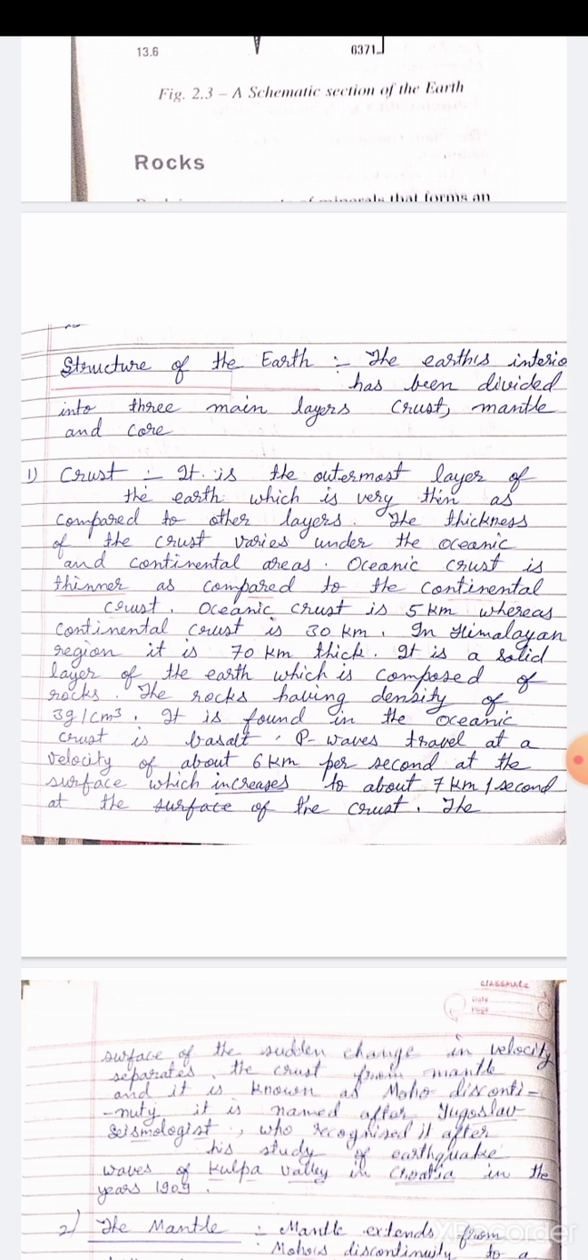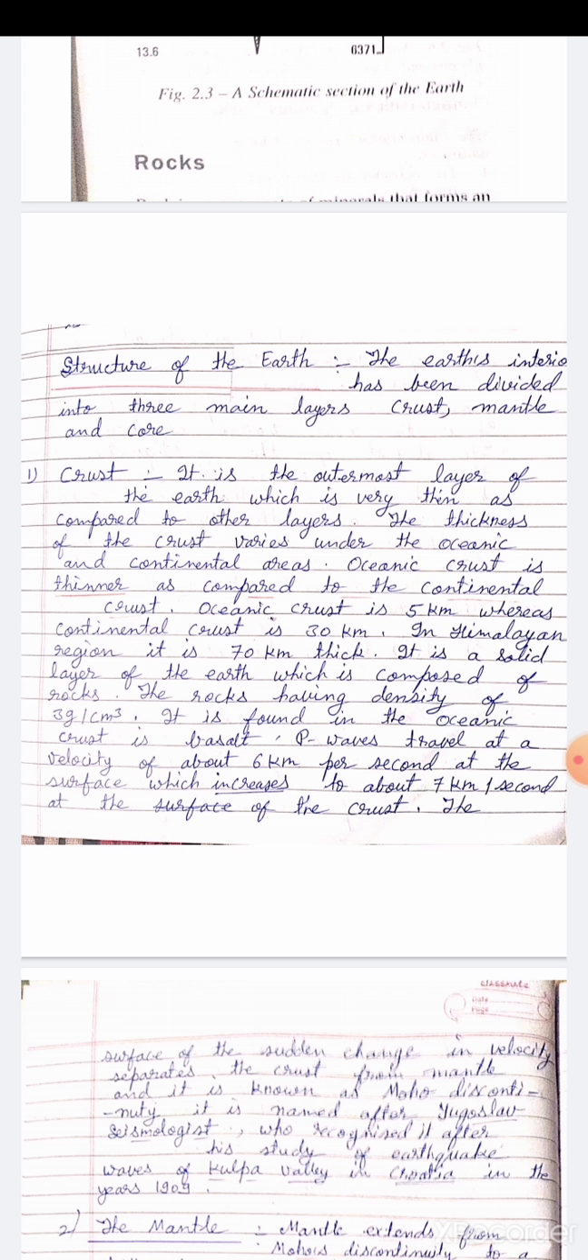So oceanic crust is thinner. Oceanic crust is 5 km whereas continental crust is 30 km. In the Himalayan region it is 70 km thick. It is a solid layer of the earth which is composed of rocks having a density of 3 grams per cubic centimeter. The rock found in the oceanic crust is basalt.